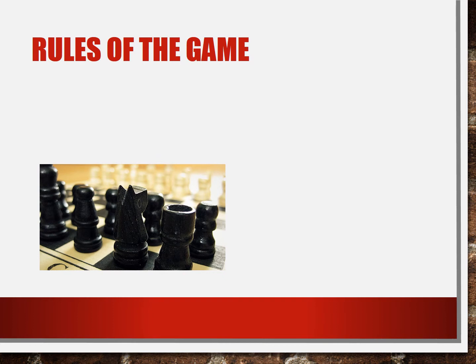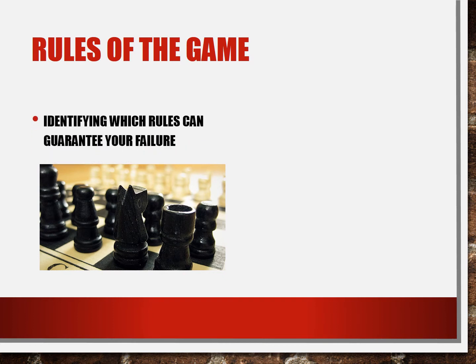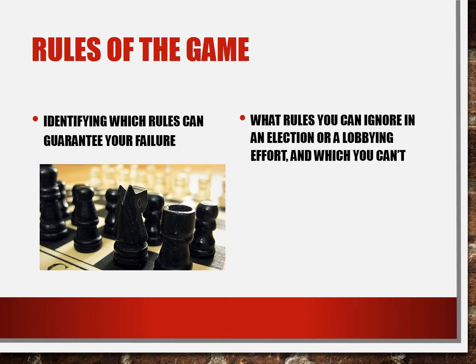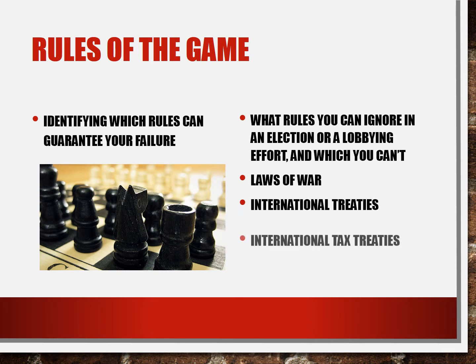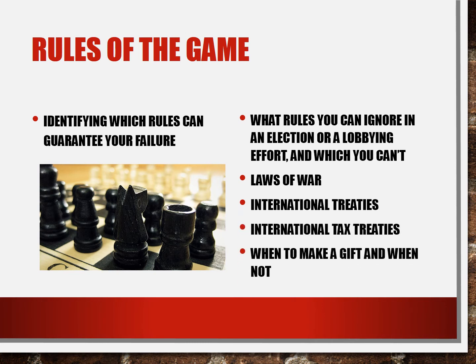Worksheet number 5 helps you identify the rules of the game and identify specifically which can guarantee your failure. For example, what rules can you ignore in an election campaign or a lobbying effort and which you can't? Laws of war, international treaties, international tax treaties, and when to make a gift to someone and when not to.